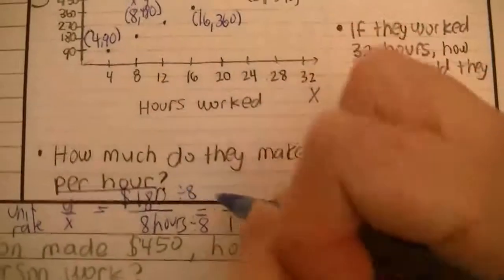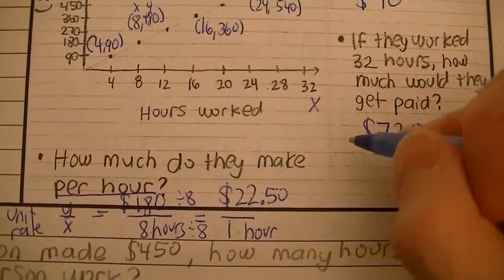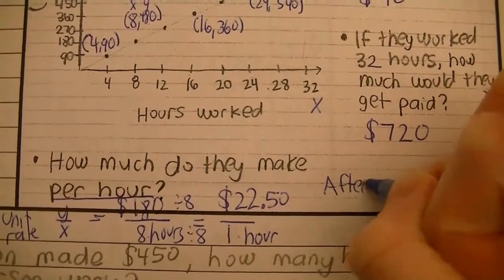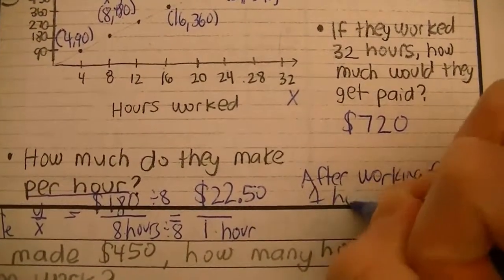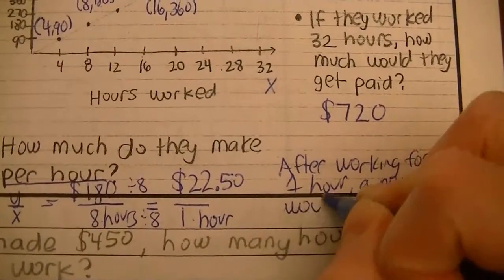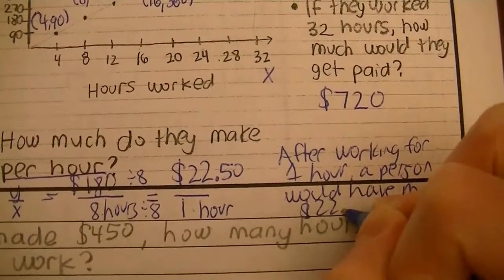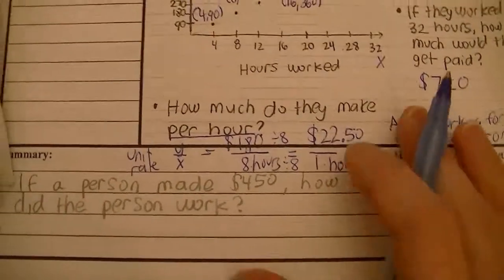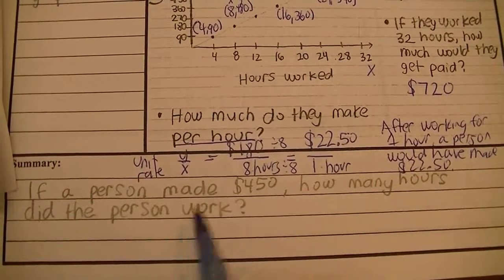$22.50. Okay, so my statement would be, after working for 1 hour, a person would have made $22.50. Okay, so the next question says, if a person made $450, how many hours did the person work?